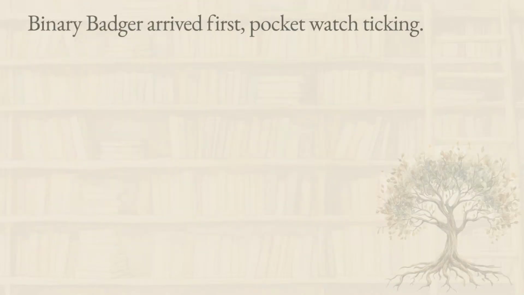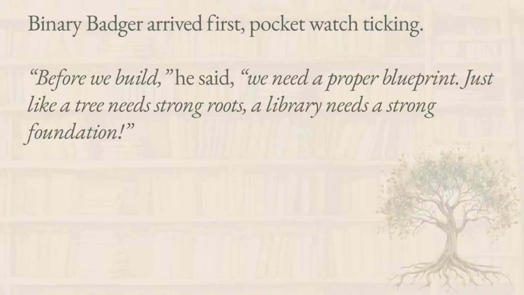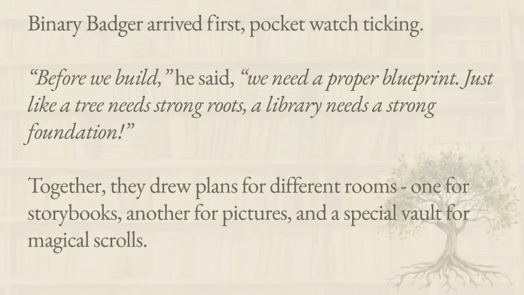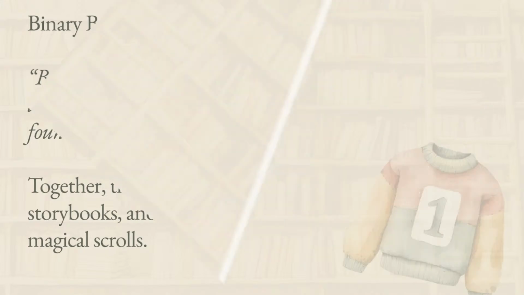Binary Badger arrived first, pocket watch ticking. "Before we build," he said, "we need a proper blueprint. Just like a tree needs strong roots, a library needs a strong foundation." Together, they drew plans for different rooms. One for storybooks, another for pictures, and a special vault for magical scrolls.